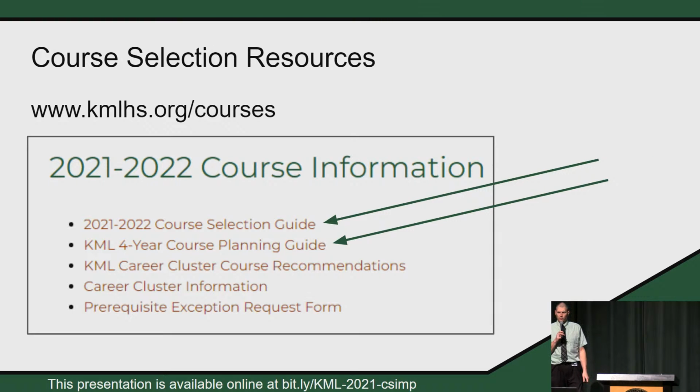So that's a pretty helpful, handy tool for students and parents who are looking to plan something out for the entire 4 years that they're here. There are a couple of other things in there, the career cluster course recommendations and the prerequisite exception request form. The career cluster piece would be a resource that you could use if you're trying to figure out what courses you might want to take based on career interests that you have.